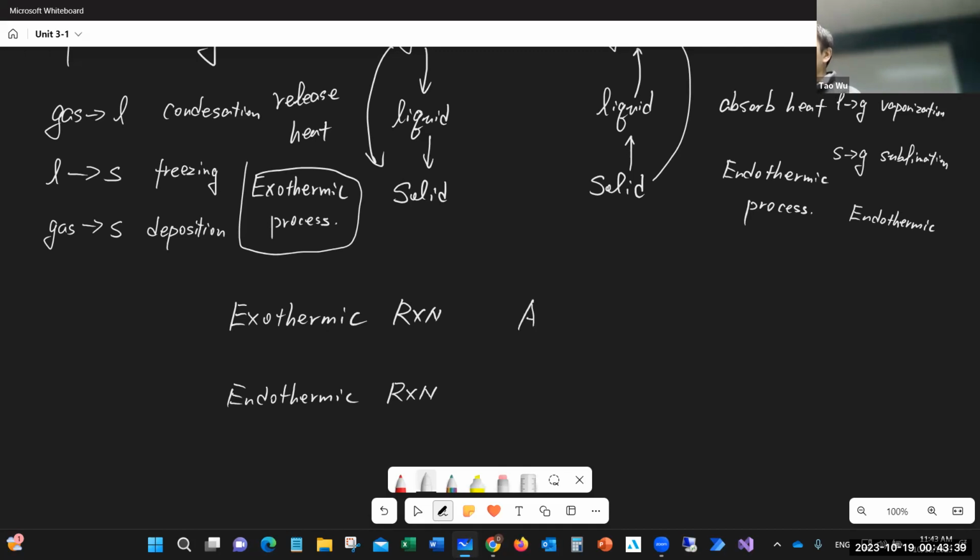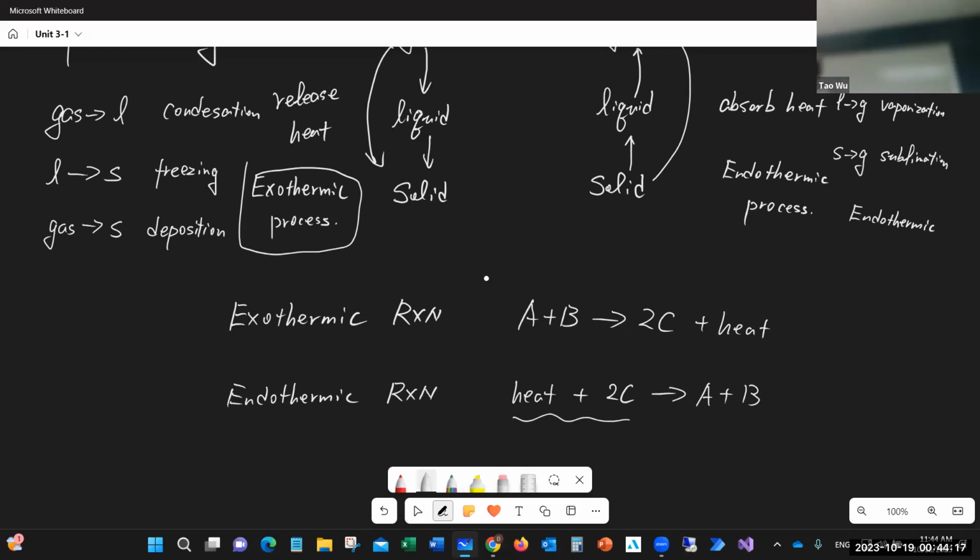For example, A plus B forms 2C, and meanwhile they're going to release heat. So that is the exothermic reaction. But endothermic reactions are reactions where we need heat. For example, 2C becomes A plus B. During this reaction, we need heat or energy to make it react. Without this energy, this reaction will not go. So that is called an endothermic reaction.